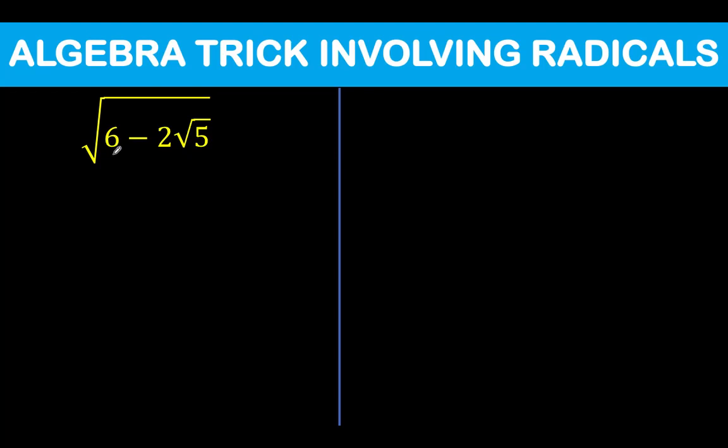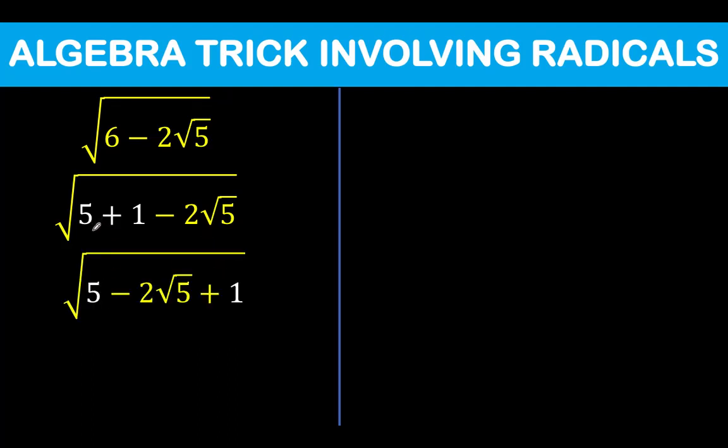Notice here that this number 6 and this number 5 are 1 unit apart. What we can do is we can split this 6 as 5 plus 1 so that we can now have a trinomial, and we can transform this result into something that is quadratic in form. We can do that by first splitting 5 and 1 with 5 as the first term, minus 2 square root of 5 as the second term, and positive 1 as the last term.